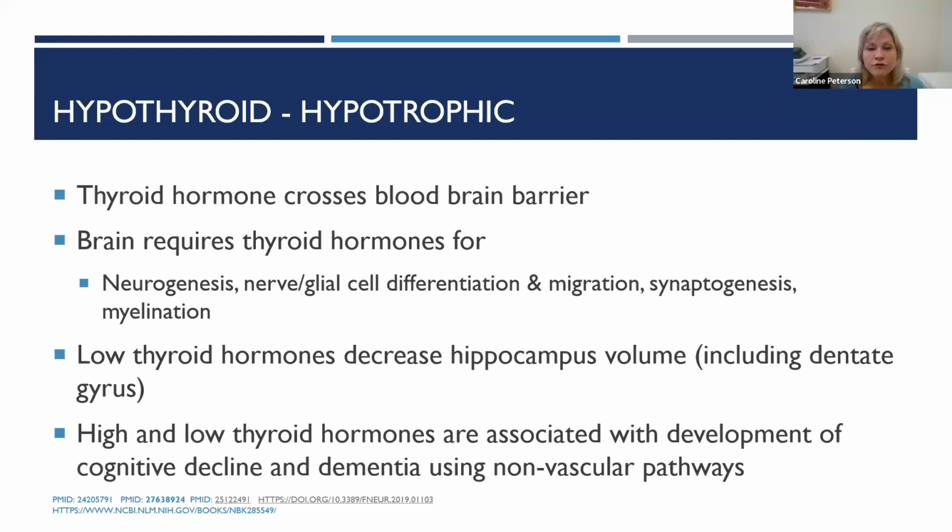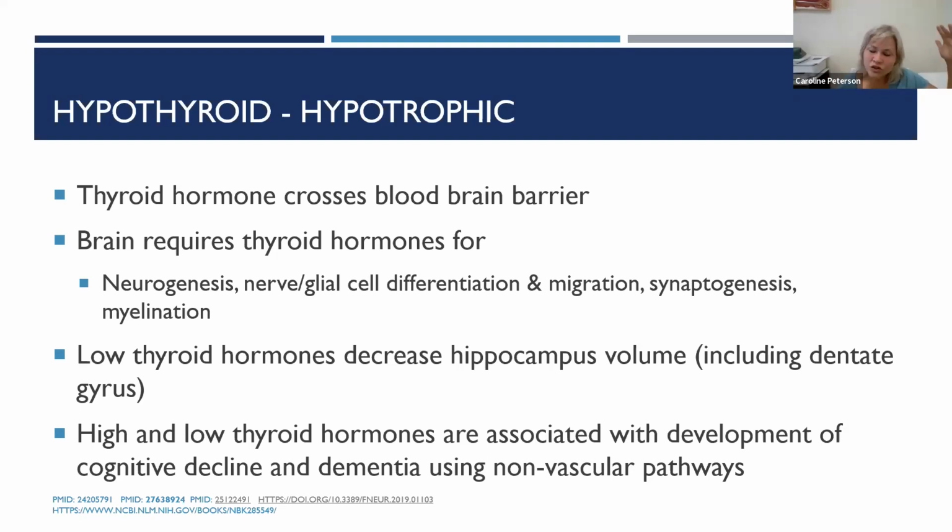So in the hypertrophic model, the low thyroid function definitely can contribute to this. The thyroid hormones are really important for maintaining hippocampal volume. And remember, that's where the dentate gyrus is, where new neurons are formed. The thyroid hormones help with all the processes and stages of neuron development. So if we don't have enough thyroid hormone, we're going to have downregulation of the brain.